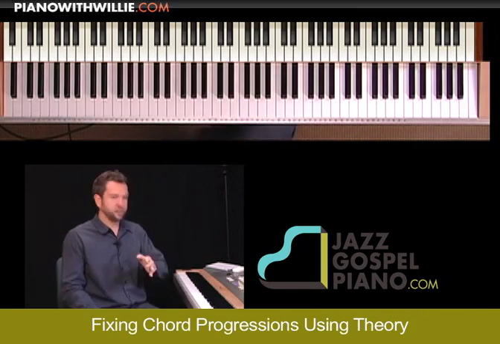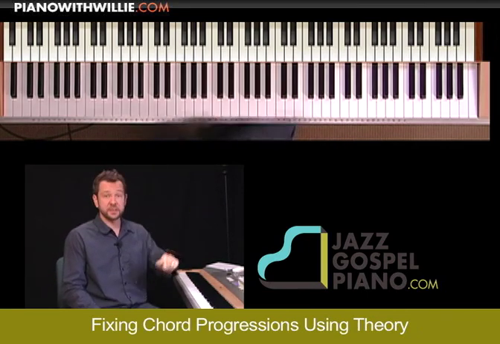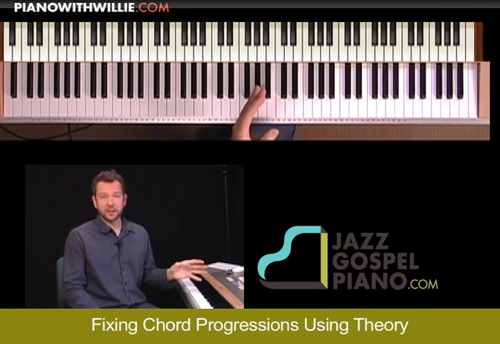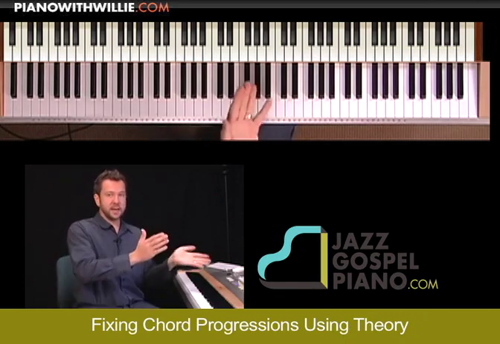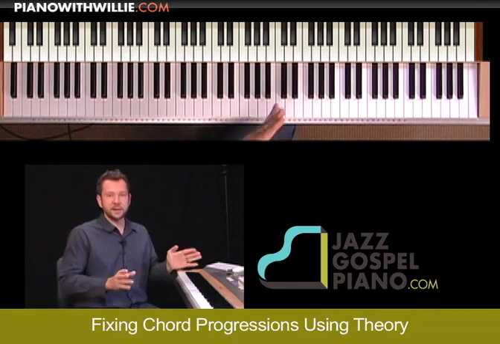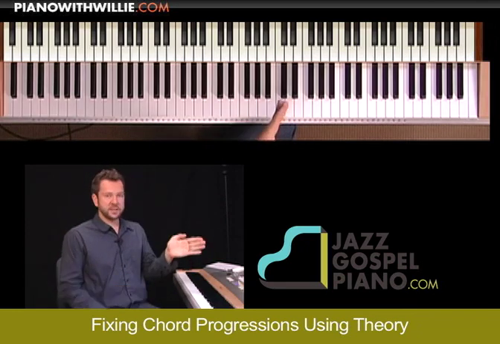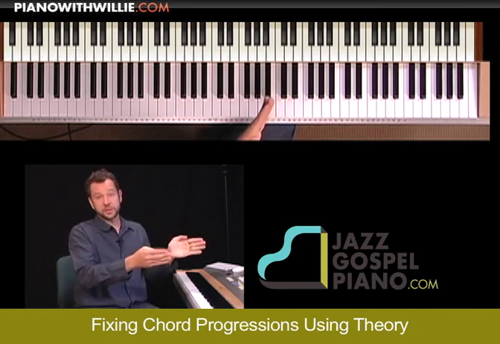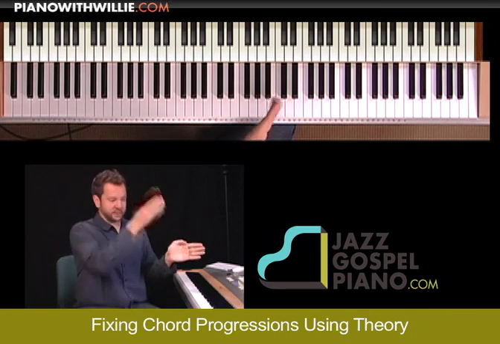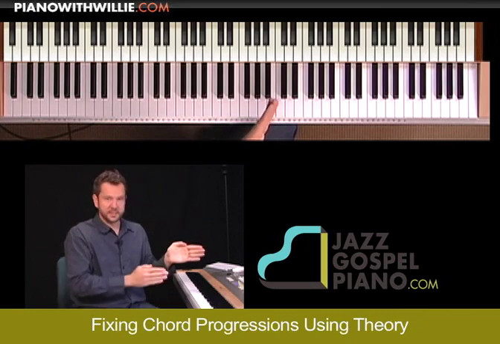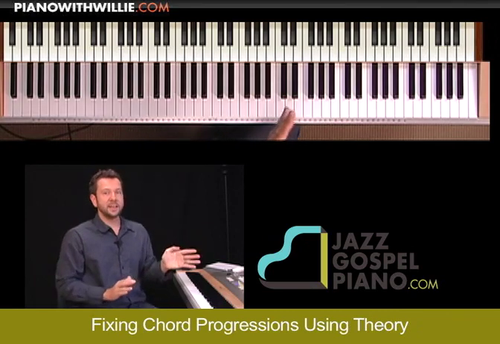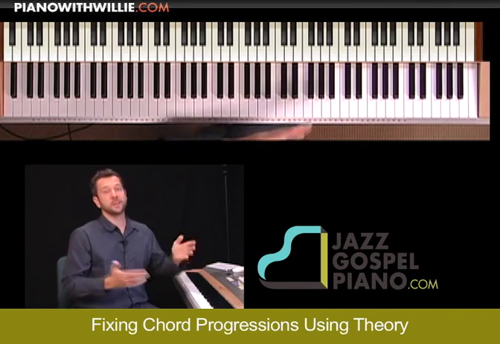A 2-5 progression, the D minor 7 flat 5 to the G7, that's a 2-5 progression. That normally does not go over the bar line. Almost never do you see D minor 7 flat 5 as beat 3 and 4, and then the 5 chord, the G chord, as beat 1. All right, so that's going over the bar line. You don't see that, almost never. And usually if you do see it, a lot of times it's wrong.